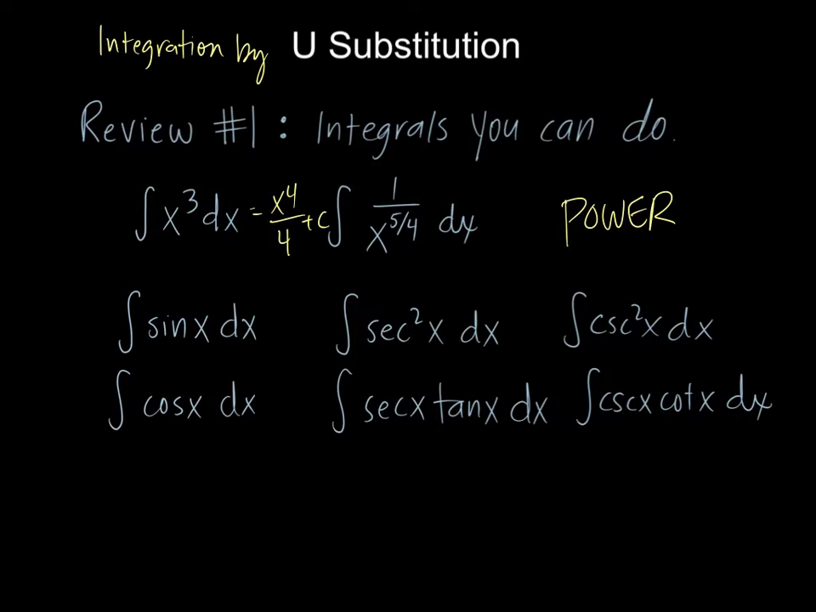And we also had 6 trig antiderivatives that you can take. And those are just the opposites of the 6 trig derivatives that you learned how to take before. So as of right now, you can do these two main categories, power and trig.